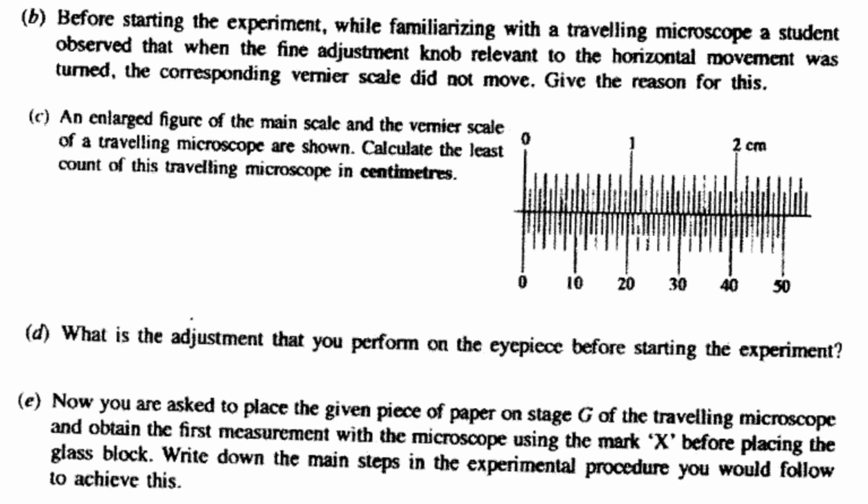Now you are asked to place the given piece of paper on stage G of the travelling microscope and obtain the first measurement with the microscope using the mark X before placing the glass block. Write down the main steps in the experiment procedure you would follow to achieve this.